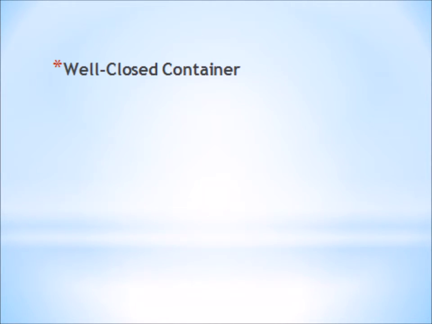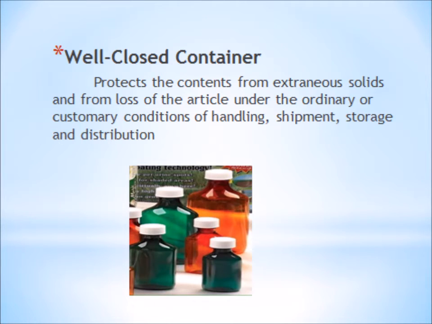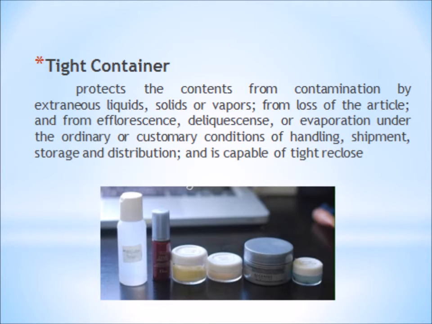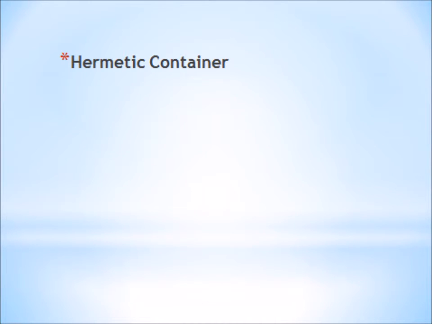Container holds the drug product and may be in direct contact with the drug product. Number 1. Well-closed container. Protects the contents from extraneous solids and from loss of the article under the ordinary or customary conditions of handling, shipment, storage, and distribution. Number 2. Tight container. Protects the contents from contamination by extraneous liquids, solids, or vapors, from loss of the article, and from efflorescence, deliquescence, or evaporation under the ordinary or customary conditions of handling, shipment, storage, and distribution, and is capable of tight reclosure.